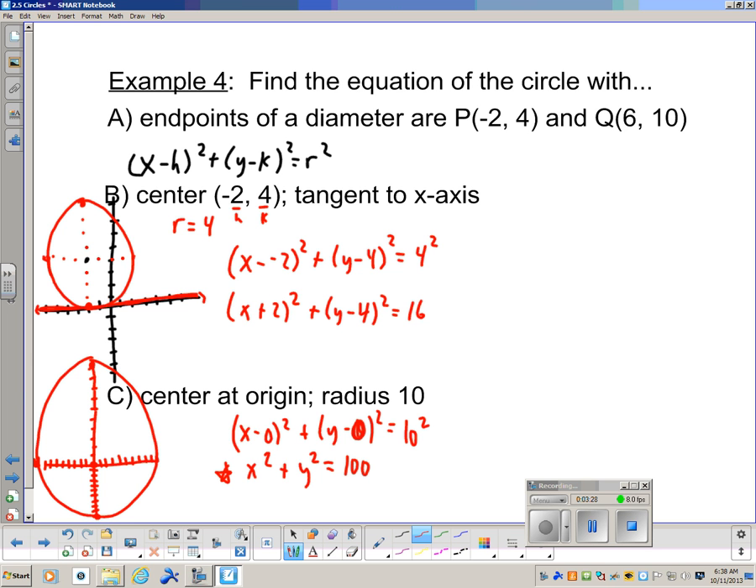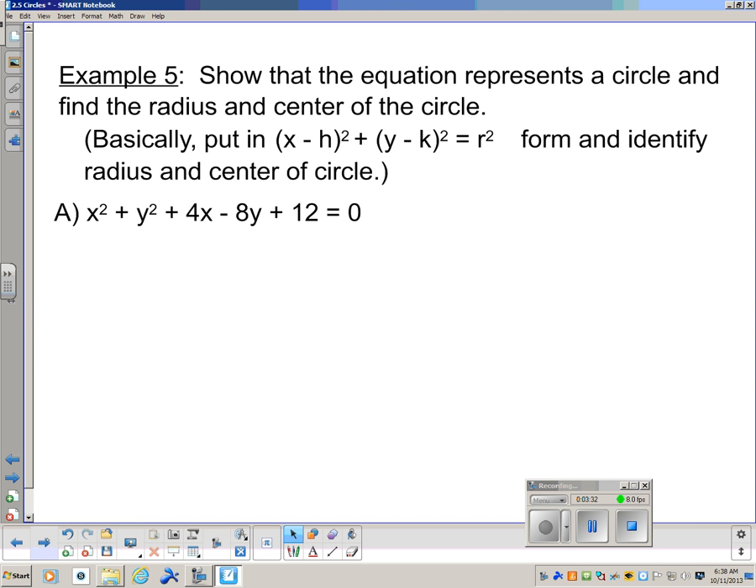So there they are, equations of circles. So hopefully that's fairly simple for you. Now we're going to go on to another part here. If you're given some kind of equation over here, but it's not in that x minus h squared plus y minus k squared equals r squared form, we need to go ahead and put it in that form, because if we can put it in that form, that equation that they gave us in letter A there, then we know that it is a circle, and then we're just going to identify the radius and the center of it as well.